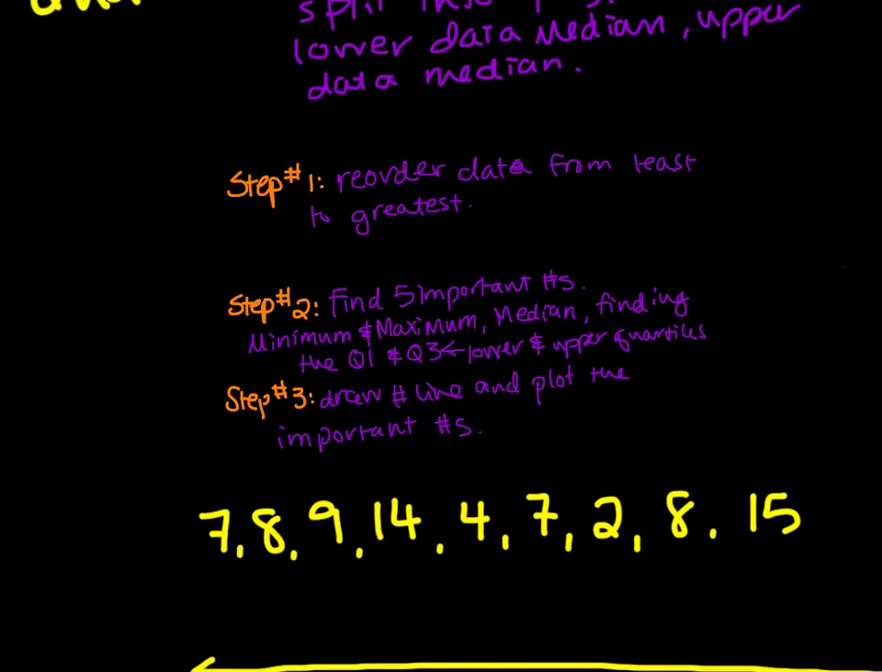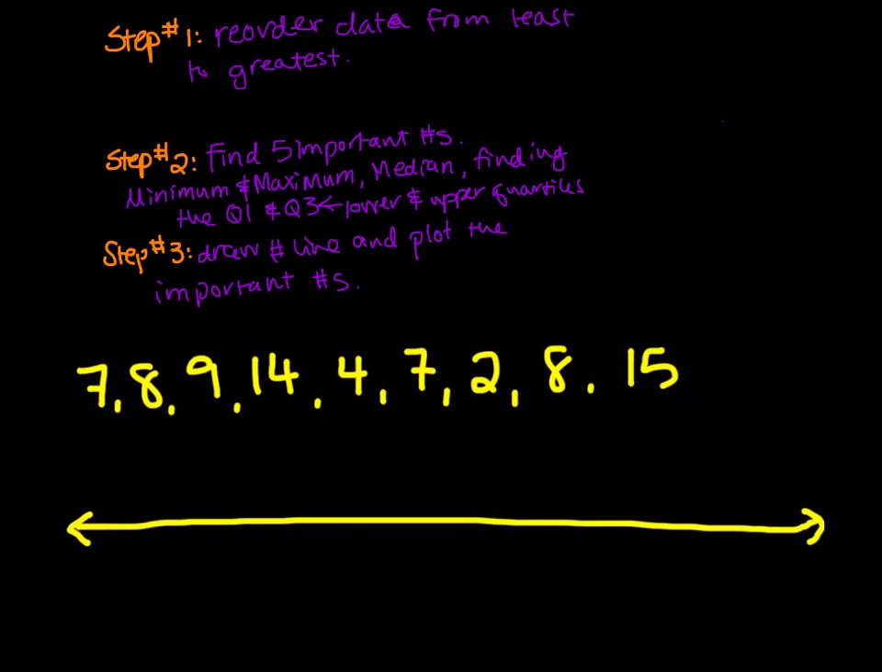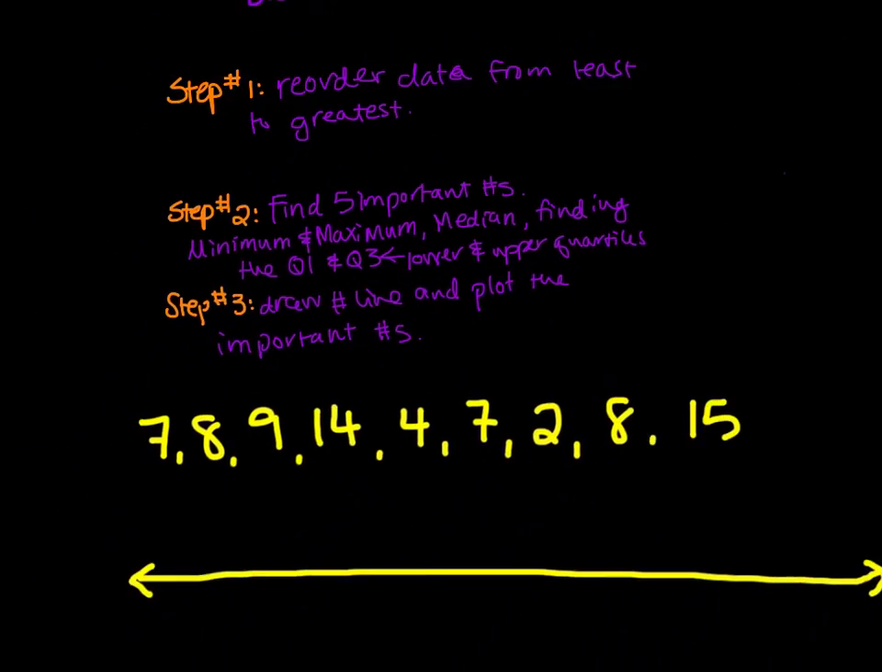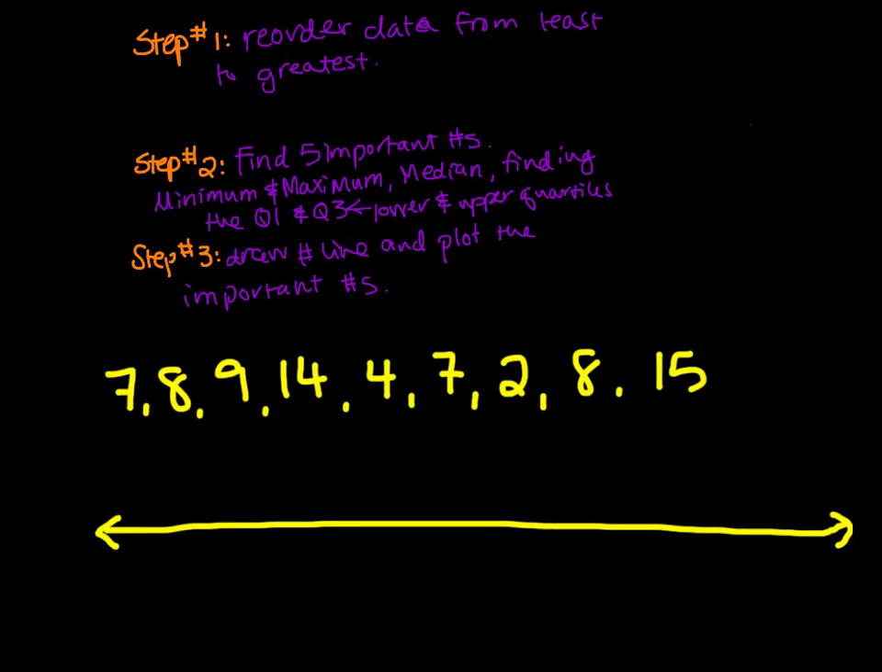So I'm going to zoom this out so we can see everything. So we have the data 7, 8, 9, 14, 4, 7, 2, 8, and 15. So we have a little bit of data. First things first, we need to do step number 1. We need to reorder the data. Oops, I totally didn't have that right. Let's reorder the data.